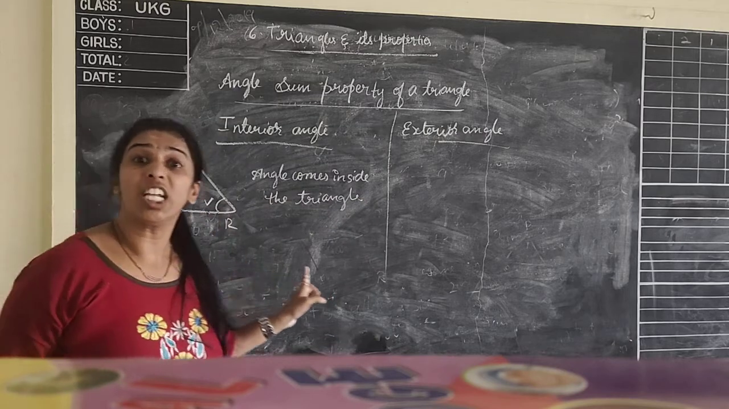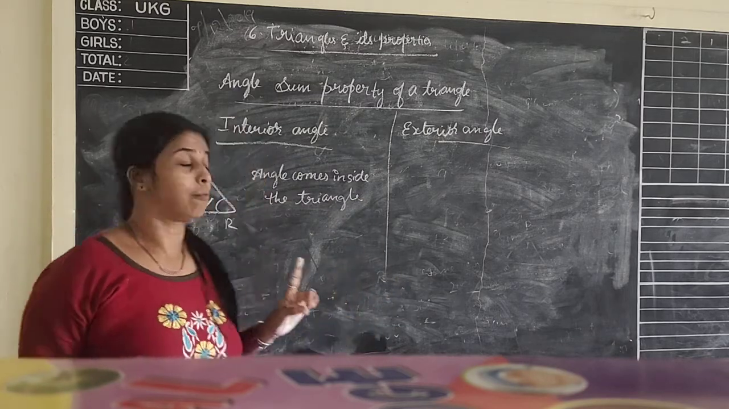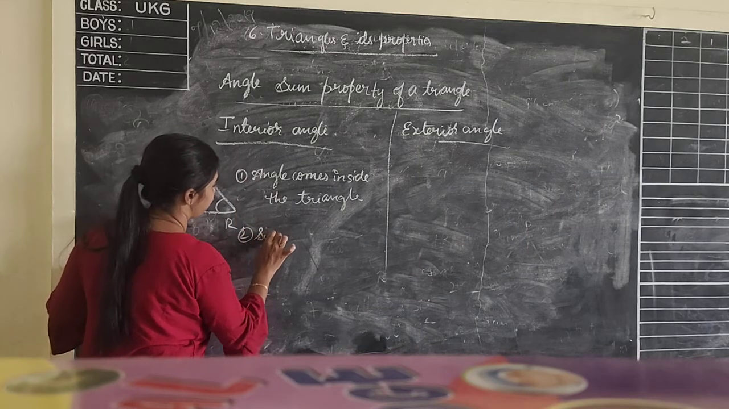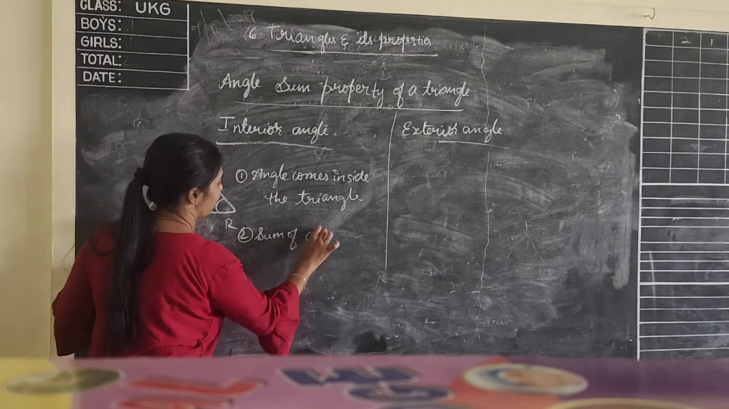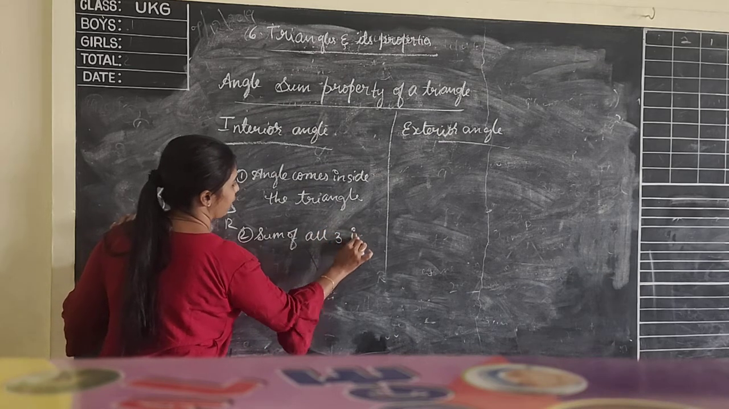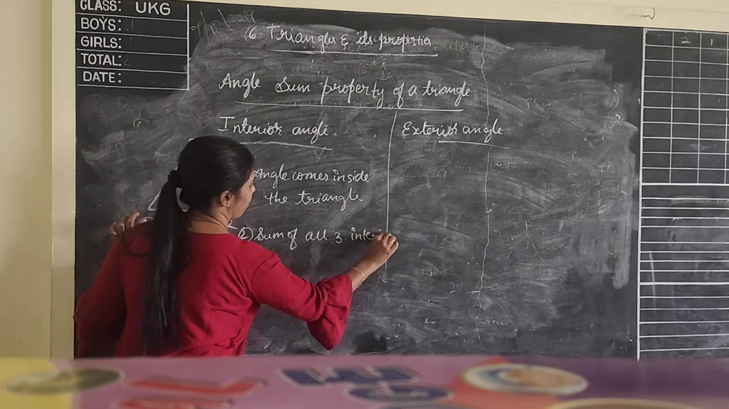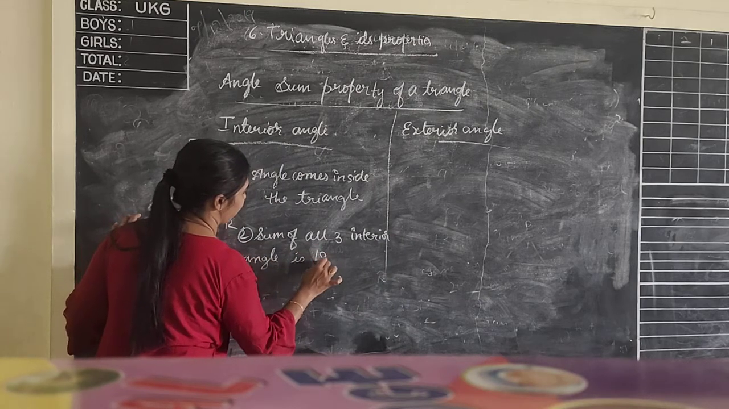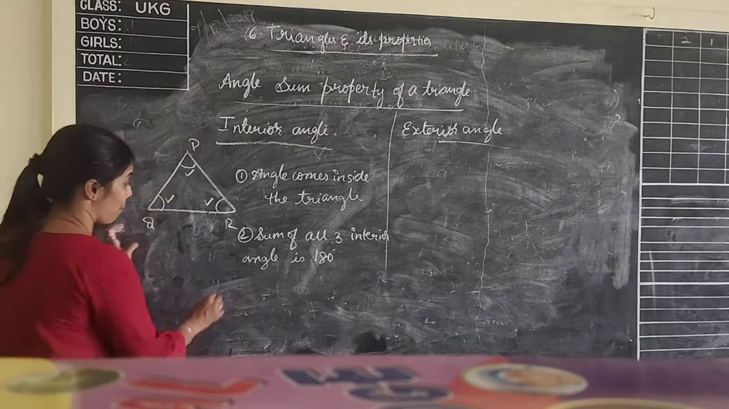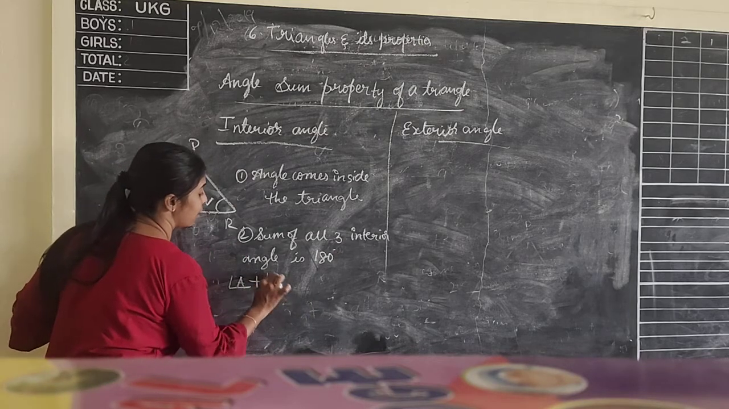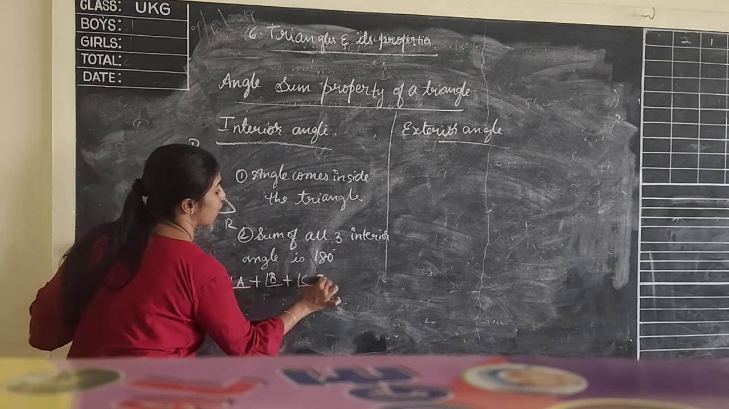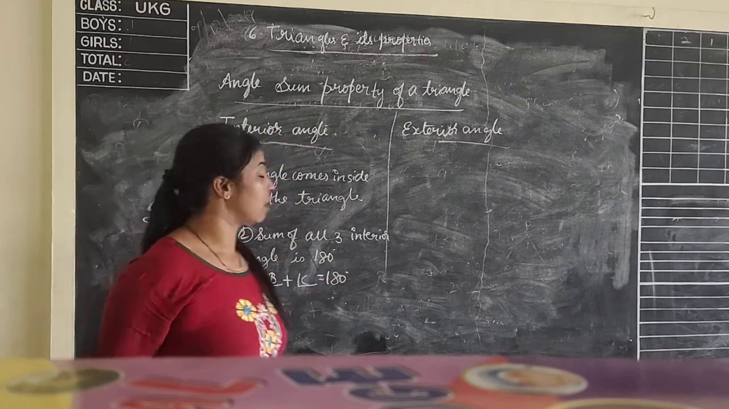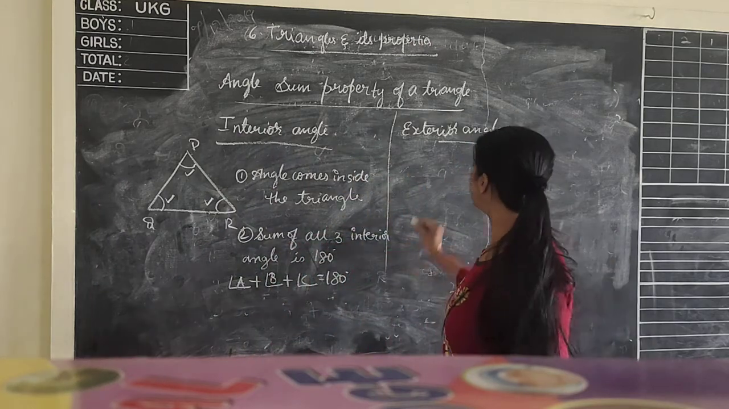Sum of all the three interior angles is always 180 degrees. Means angle A plus angle B plus angle C is always equal to 180 degrees. Okay. Next, what about the exterior angle?